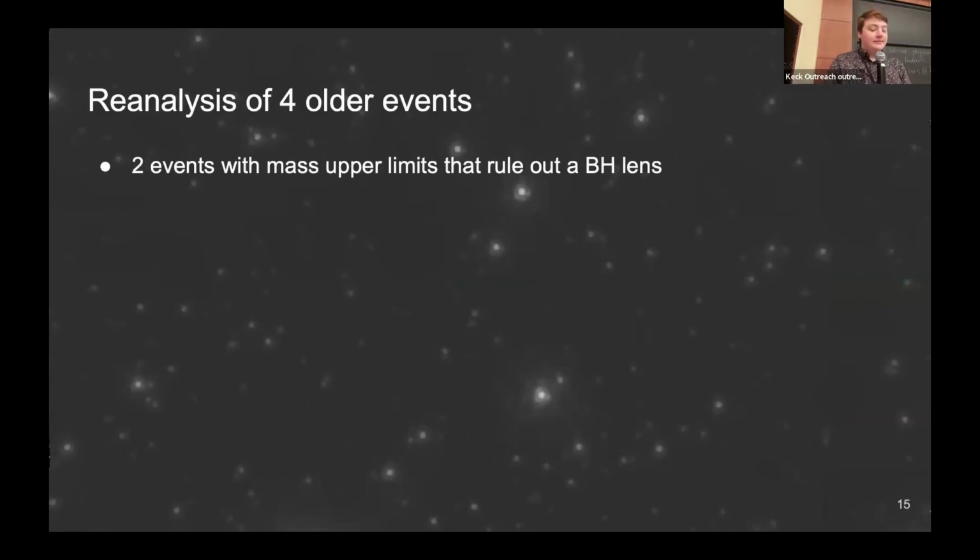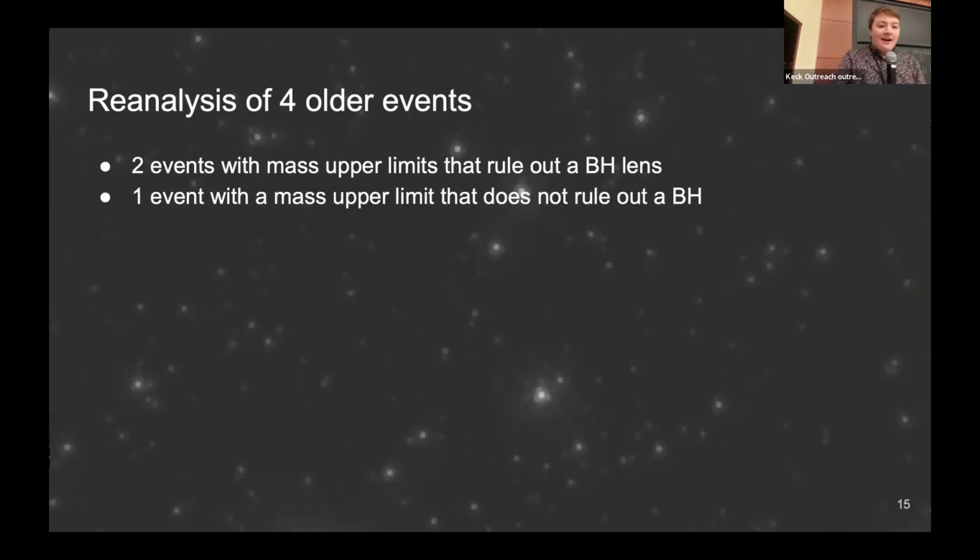I have been running reanalysis on a few targets that peaked in 2012 to 2015, so we've got several years of follow-up on these candidates. Unfortunately, I am not able to report a new black hole detection for you today. I have 2 events where we have upper mass limits that rule out a black hole lens. I've got 1 event where, unfortunately, we had a few rough nights and we're not even able to put an upper mass limit on it to rule out a black hole.